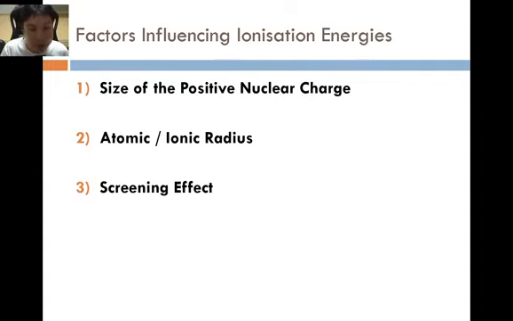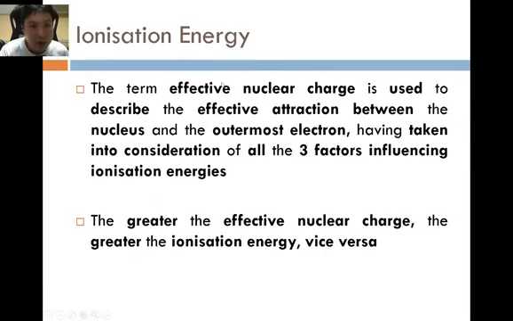We would like to summarize this using the term called effective nuclear charge. The term effective nuclear charge is how effective the nucleus is in attracting the valence electron. So it's used to describe the effective attraction between the nucleus and the outermost electron, having taken into consideration all the 3 factors influencing ionization energies. Of course, the greater the effective nuclear charge, the more effective the nucleus is in attracting the valence electron, the greater the ionization energy, because more energy will be required to overcome the attraction between the nucleus and the valence electron.